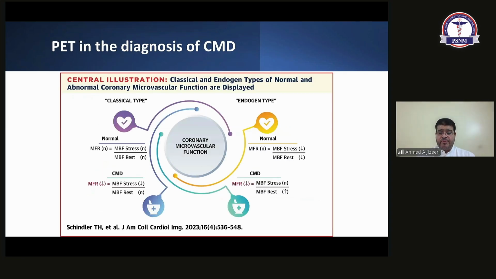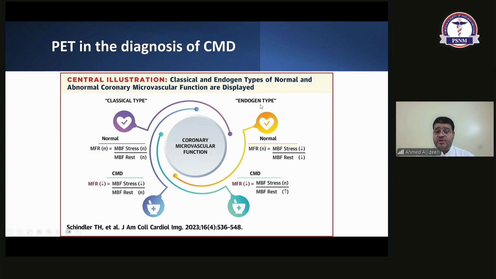This is why the proposed microvascular dysfunction subtypes are divided into 4 groups. Two major groups are the classical type and the indigent type. In the classical type, we have to look at the normal first. The normal is when the myocardial blood flow at stress and myocardial blood flow at rest are normal, and the classical CMD, which is related to a much worse outcome, is when the MFR is reduced because of decreased myocardial blood flow at stress. So basically, impairment of the ability of the microvasculature to dilate in response to need. And these are the ones that we worry about the most.